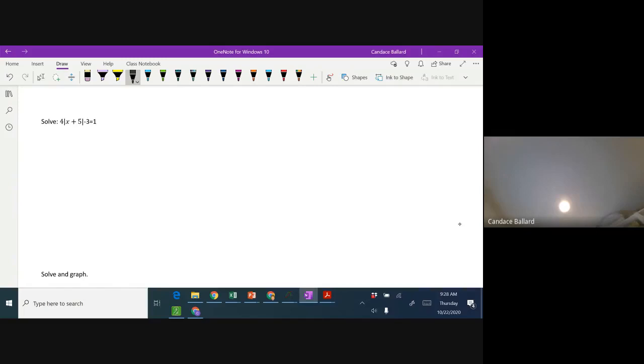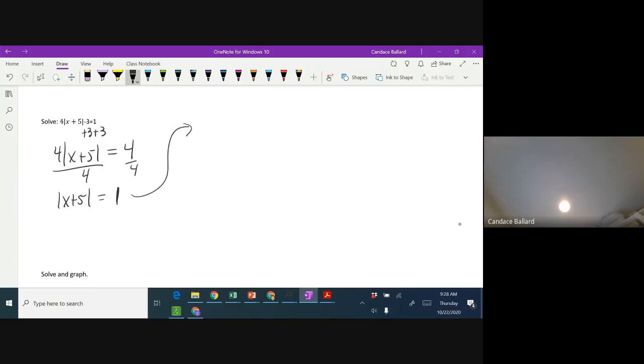All right, I have to add the 3 to both sides, right? So we've got 4 absolute value of x plus 5 equals 4. Now I'm going to divide by 4, so that the absolute value of x plus 5 equals 1. Okay. Now I need to split it, and this is where you need to turn on that Ballard soundtrack in your head when you are doing the quiz.